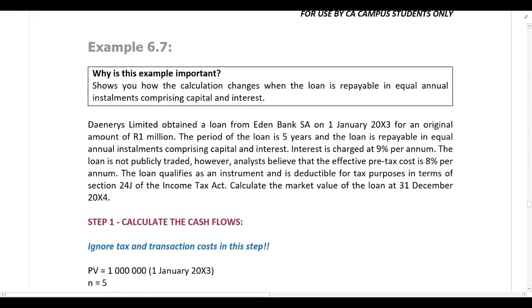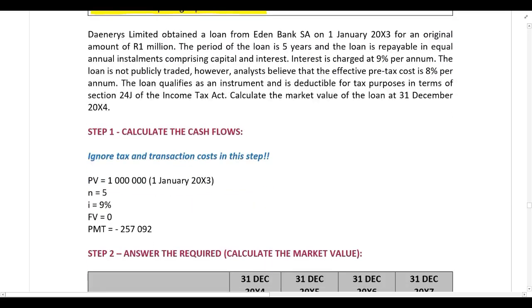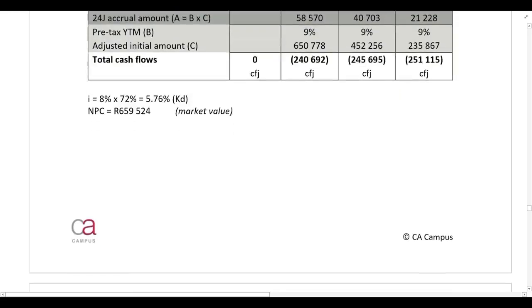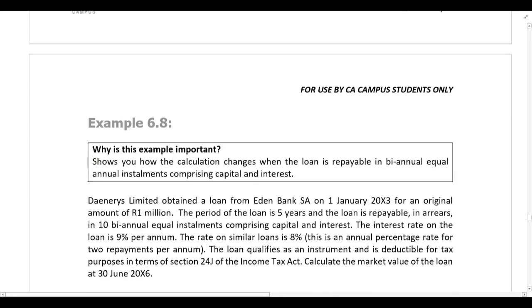In the next example, the reason why this example is important is it shows you how to perform the calculation if the loan is repayable in equal annual installments comprising of capital and interest. In our example, the full loan amount was repayable in a single bullet payment at the end of the loan term. In this example, everything is repayable in equal annual installments. So guys, if you struggle with time value of money calculations where you are required to calculate your cash flows, you must please work through this example.